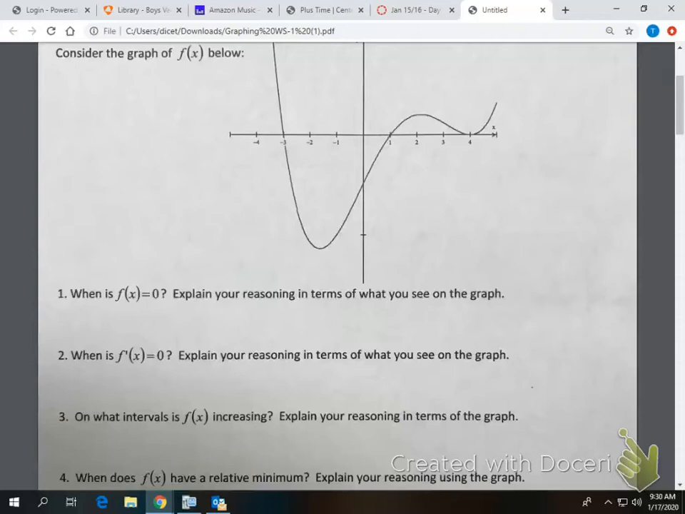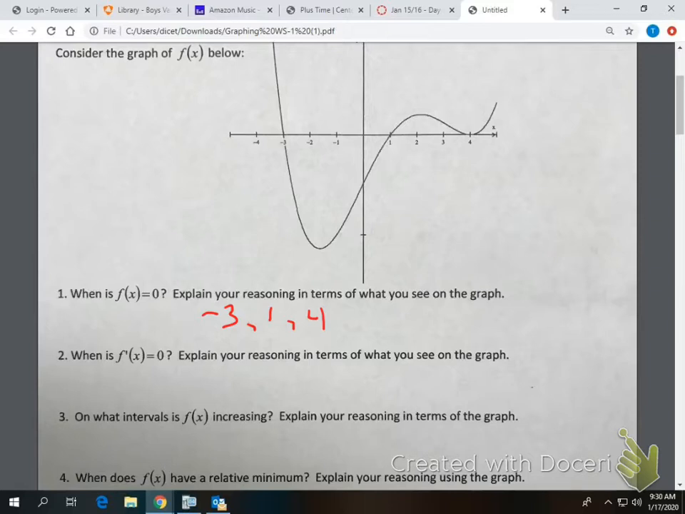Back and look at it. So let's find f of x. When is f of x equal to 0? Well, that's easy. Where? -3, 1, and 4. Everybody comfortable with that? -3, 1, and 4. If you're not comfortable with that, you're in trouble.